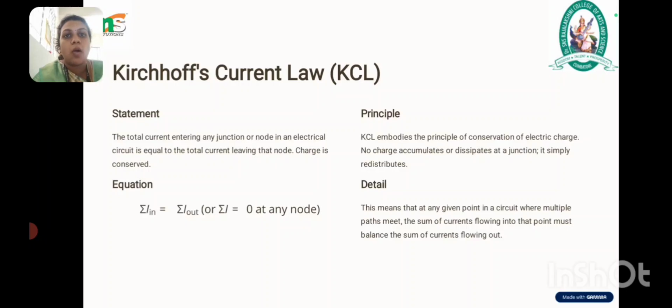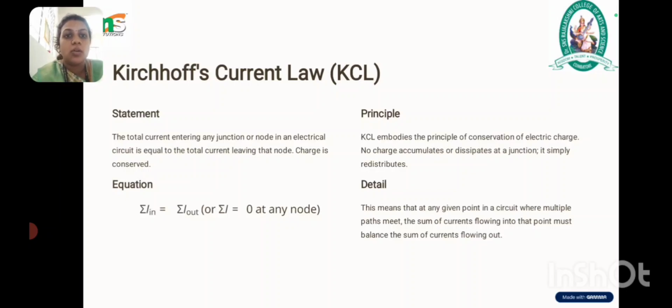According to Kirchhoff's current law, the total current entering a junction or node is equal to the total current leaving the node, as no charge is lost. Charge is conserved. Put differently, the algebraic sum of every current entering and leaving the node has to be zero. This property of Kirchhoff's law is commonly called conservation of charge.